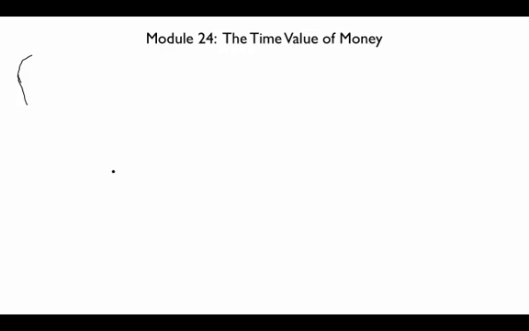Module 24, on the other hand, I don't know how to make that little squiggly line go away. We're not going to worry about it.